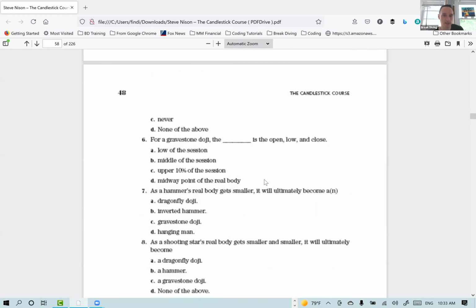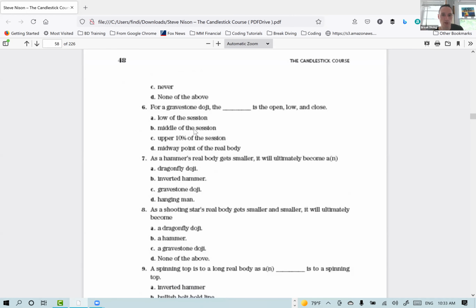Okay, so 6. For a gravestone doji, I don't think we did these questions last time, did we? We did. It's been 2 weeks. For a gravestone doji, the low of the session is the open, low, and close.